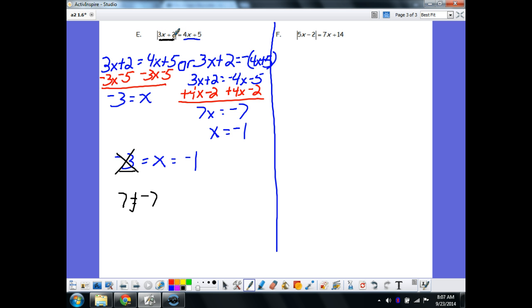Plus 2 is negative 1. The absolute value of negative 1 is 1. So on the left side, we end up with 1.